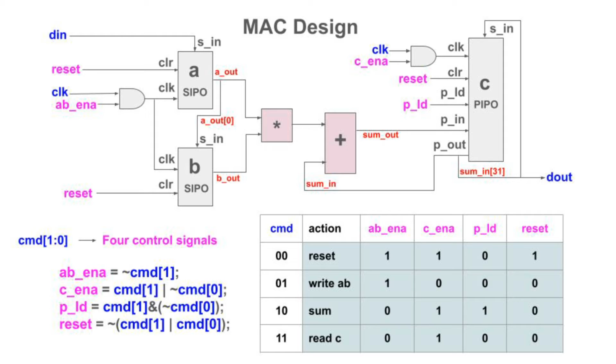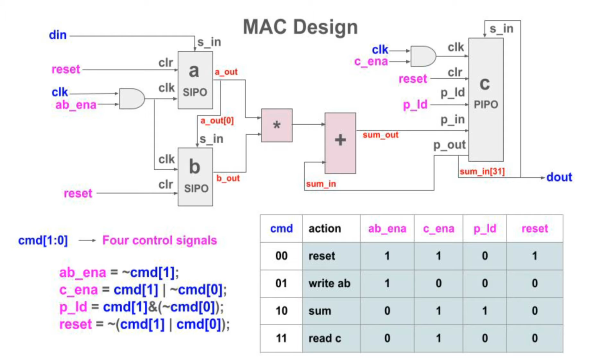I could have had the Raspberry Pi drive these 4 control signals, but it's better to use only 2 command signals and have combinational logic derive the 4 controls from them according to the Boolean formulas shown. The table shows how the commands are realized. Consider the reset command encoded by 00. It enables A, B, and C and sets reset to tell them to reset to 0 on the rising clock edge. The sum command enables only C and tells it to do a parallel load, thus storing a new C value on the clock rising edge. The new value comes from the plus block.